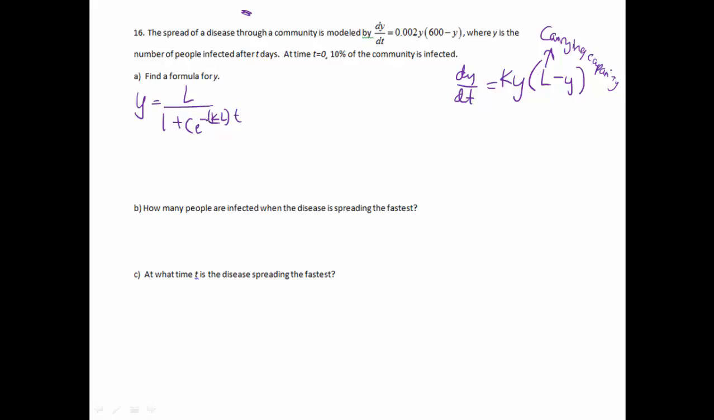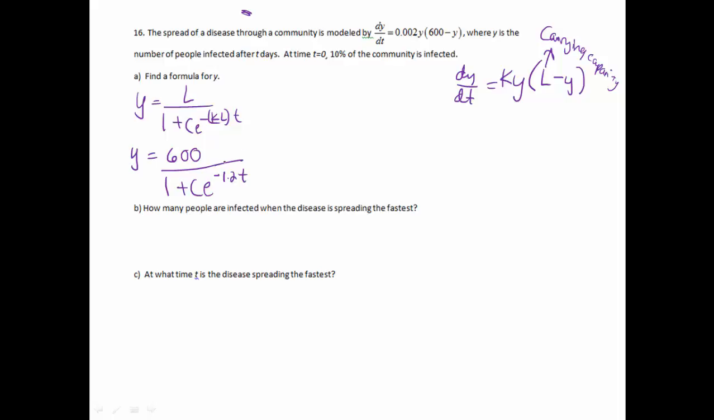So that's our formula. Mostly we just need to plug some stuff into our formula. So we're going to have y equals, we know L is 600 just from looking at the differential equation, over 1 plus c e to the negative. If you multiply k and L together, you will get 1.2, and then t.